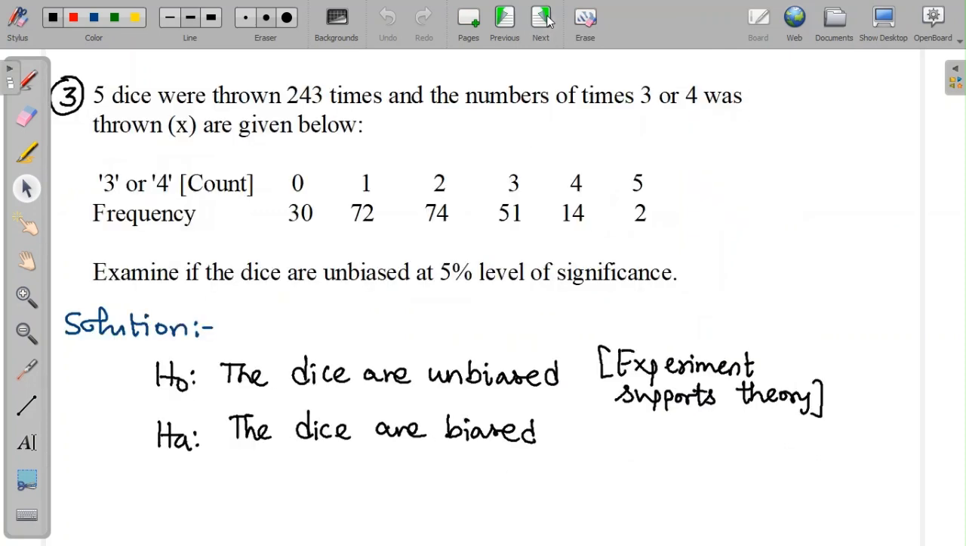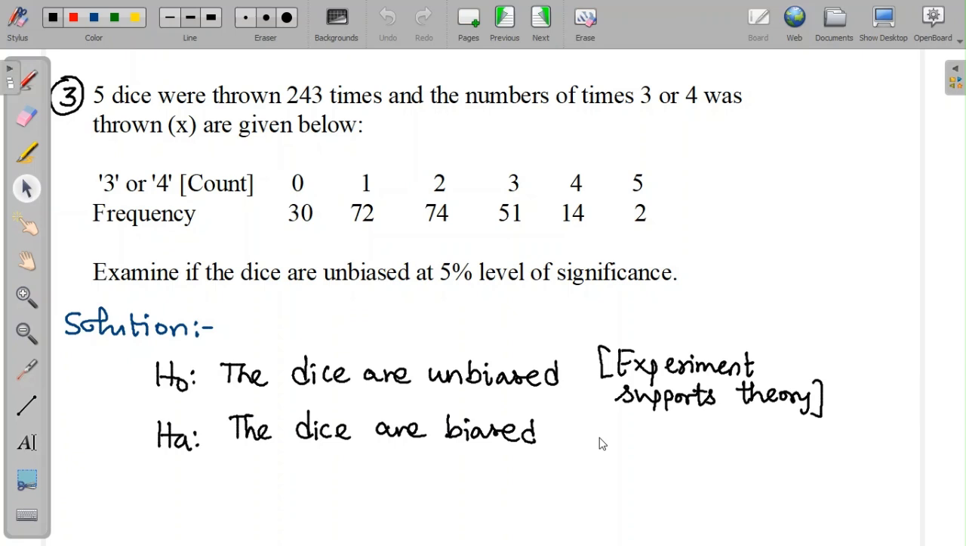The third problem is interesting in two aspects. 5 dice were thrown 243 times. The number of times 3 or 4 was observed are given below. The experiment shows that out of the 5 dice, 3 or 4 were recorded 0 times at 30. Exactly one of the dice showed 3 or 4 72 times.